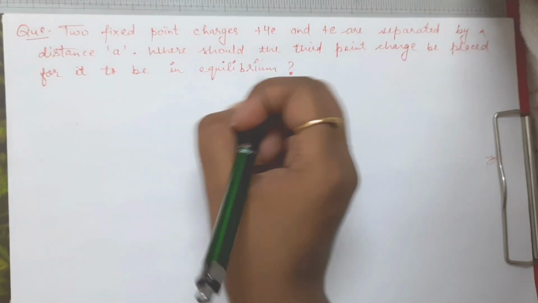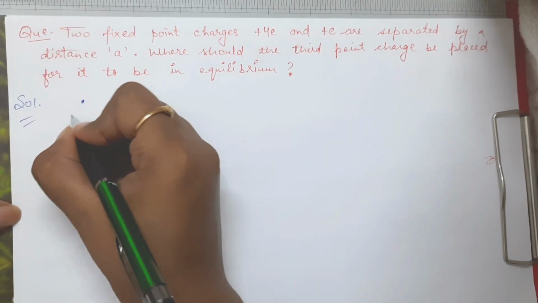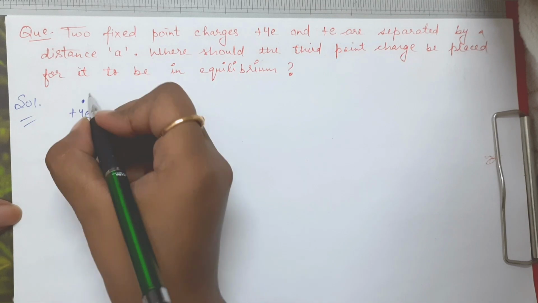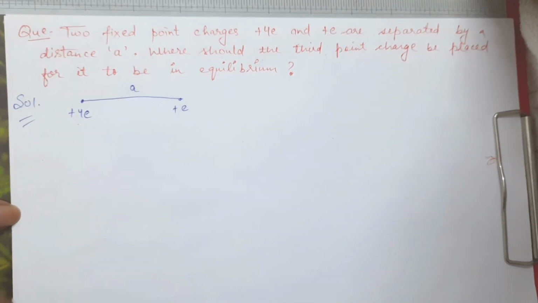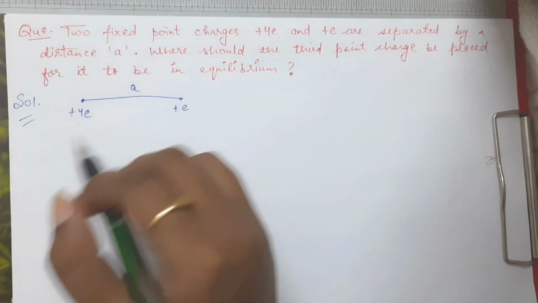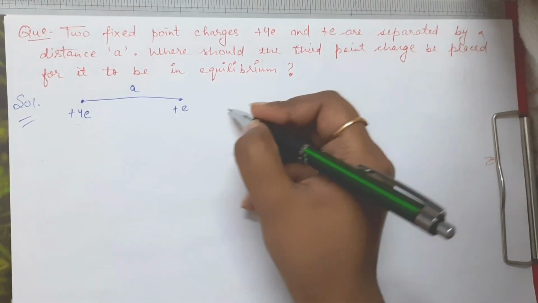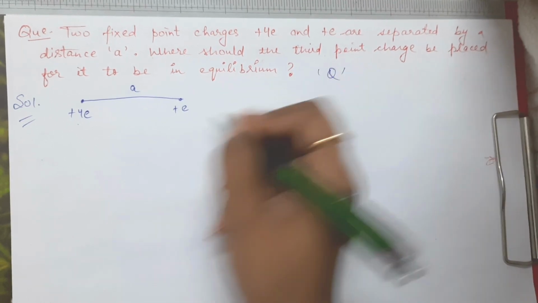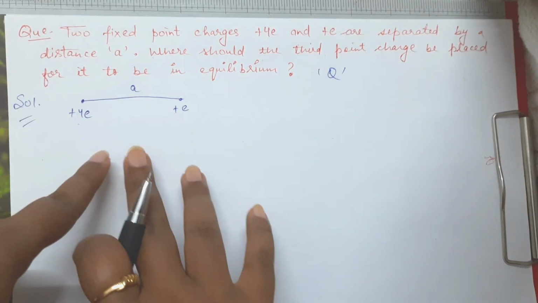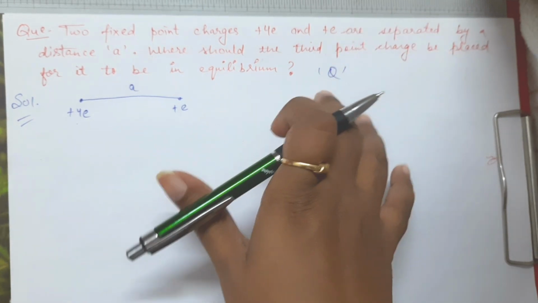Now this is the second numerical problem in which they are saying two fixed point charges are there, plus 4e and plus e. These are two fixed point charges separated by distance a. So distance between them is small a. Now we want to place a third charge so that it is in equilibrium, that is net force working on that charge should be equal to 0. Now suppose that particular charge is of the value capital Q. Now we have to place this capital Q charge anywhere around these two charges so that this one is in equilibrium, that is there is no net force working on this particular charge.